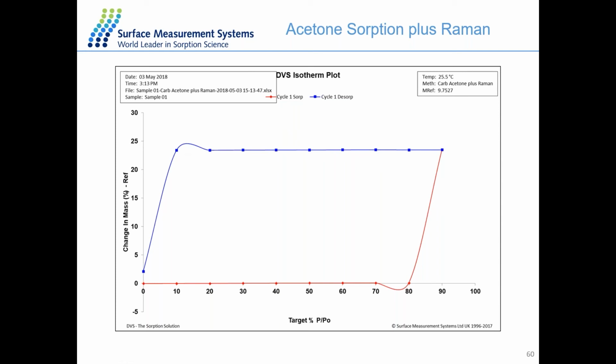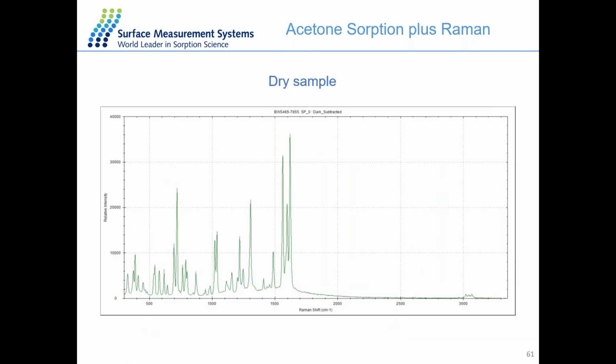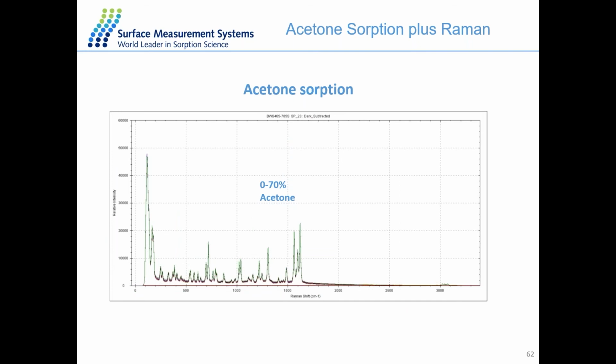So how does the Raman data look? We start from our dry sample, and remember, up to 70%, there is no change. Over 70%, the change starts, according to the DVS data. So does the Raman data agree? You can see here, up to 70%, absolutely no change in the Raman spectra, just a change in the intensity of the peak, but no actual change in the position of the peak or formation of new peaks.